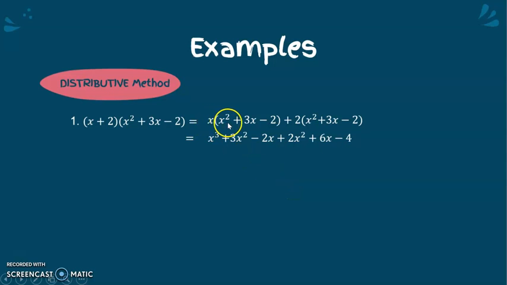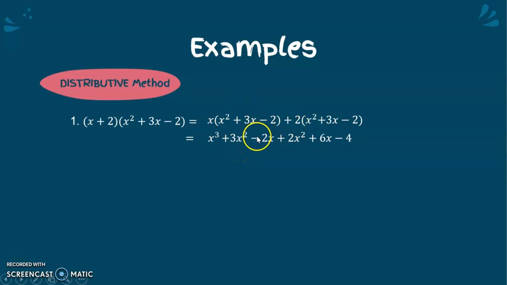So, x times x squared, copy x, add exponents 1 plus 2, 3. So, therefore, we got x cubed. Okay, next, x times 3x. So, copy 3. Since there is no numerical coefficient on this one, it means its coefficient is 1. So, 1 times 3 is 3. Then, copy variable x and add exponents 1 plus 1, 2. So, 3x squared.